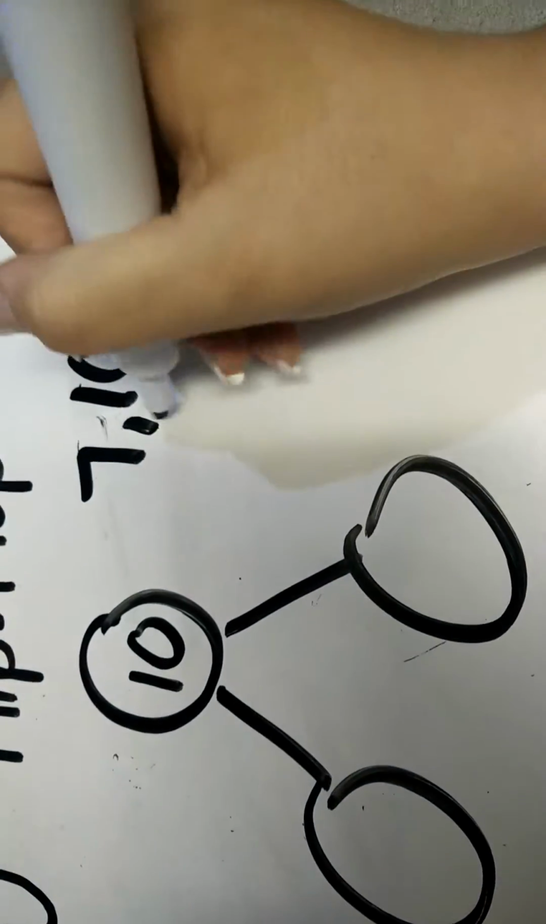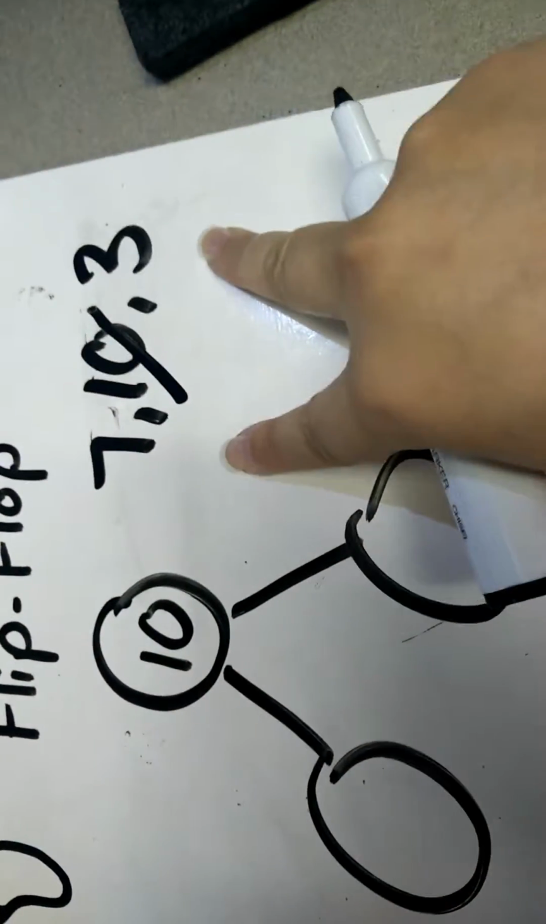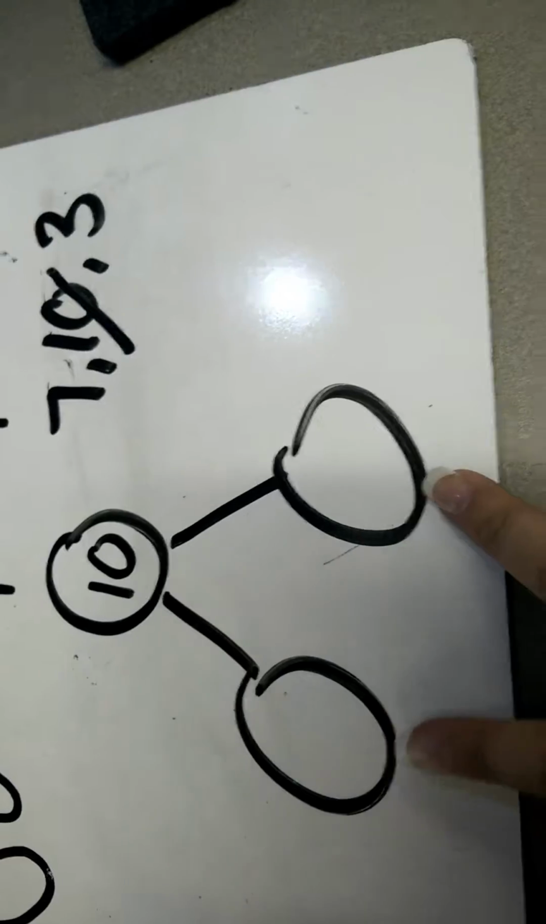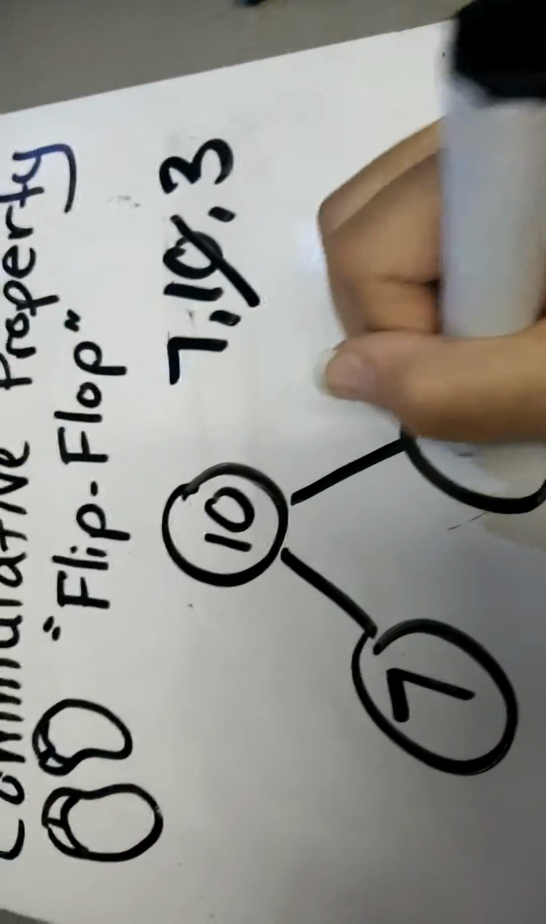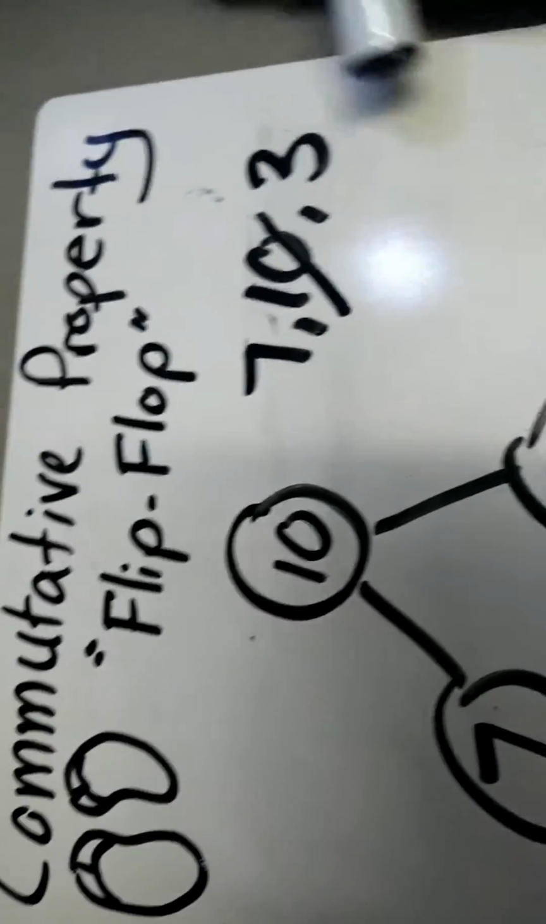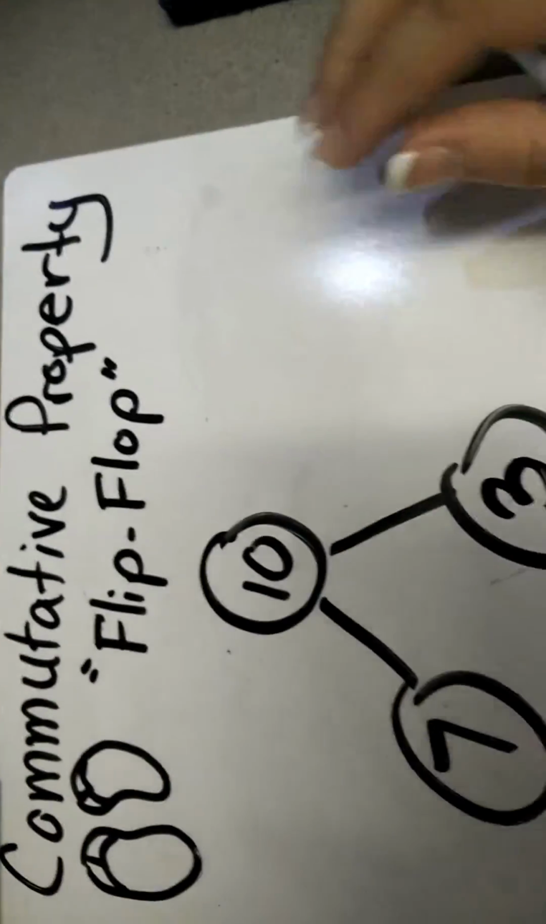7 and 3, well, I've already used my 10, I crossed it out. 7 and 3 just goes in either one of these bubbles. The order does not actually matter. So for this case, I'm just going to put 7 here, 3 here. Okay, so, excuse my moving of the camera.